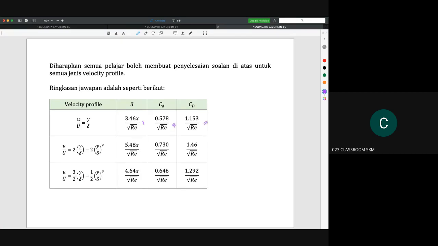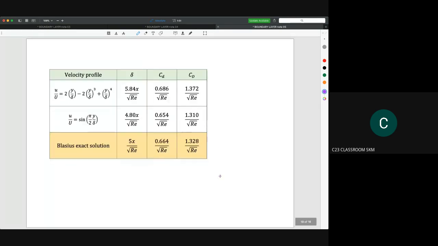So this is what we did just now, the second order polynomial, parabolic, and we get this result. If you do it with the power of 3, you will get this one. If you do it with the power of 4, you will get all of these values. And if you do the sinusoidal profile, you will get this value.